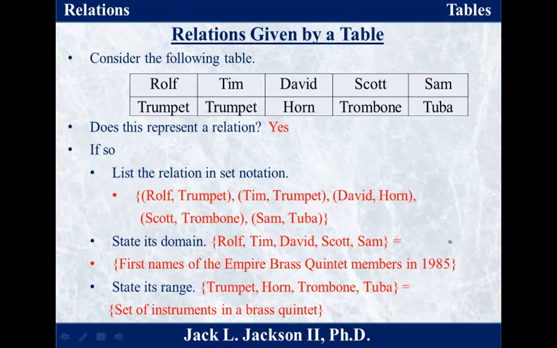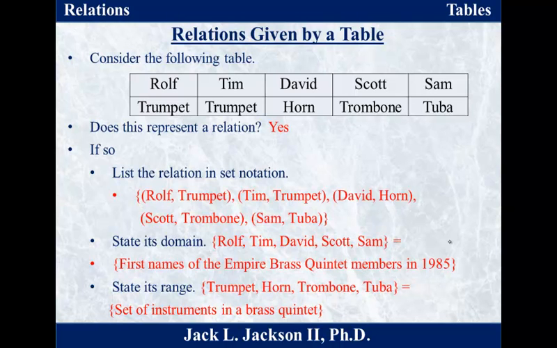Yeah, it actually is a relation, and the relation is the set of ordered pairs: Rolf, trumpet; Tim, trumpet; David, horn; Scott, trombone; and Sam, tuba. And its domain is the set Rolf, Tim, David, Scott, and Sam, and that's actually the first names of the Empire Brass Quintet members in 1985. These are some of my teachers that I studied with back then.